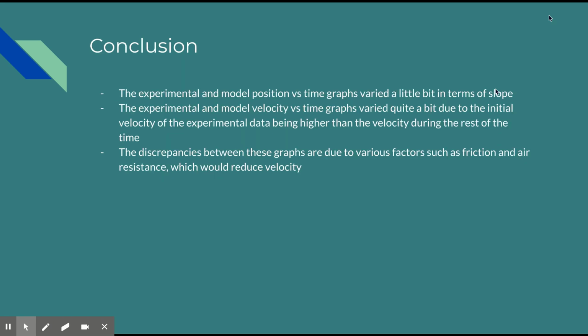In conclusion, the results of the observed and predicted models varied quite a bit due to possible factors such as friction, air resistance, and human error. Overall, this lab covers important concepts regarding Newton's second law, as well as the relationship between position, velocity, and acceleration.